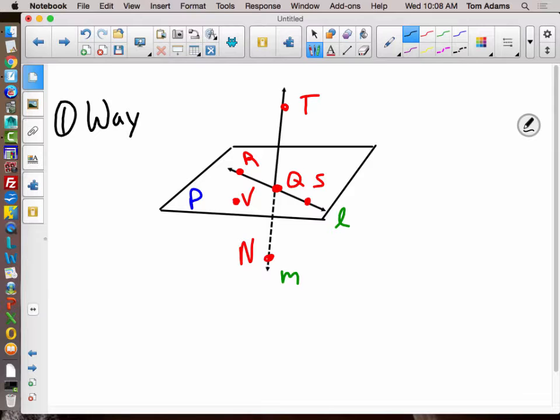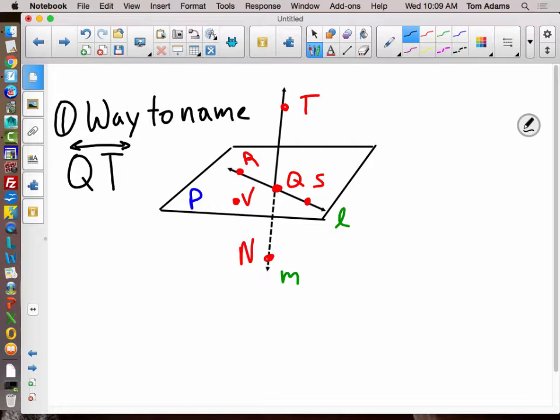ways to name, and I'm just going to write it and you tell me what I'm saying. Okay? Ways to name QT. Well, QT is what, guys? It's a line. Now, to name a line, I need 2 points on that line.